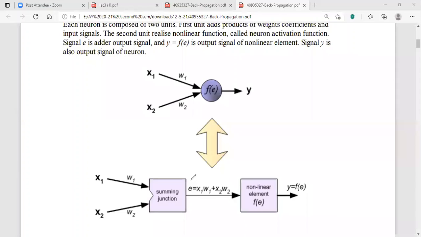So here E is equal to W1 into X1 plus W2 into X2, which is processed with the activation function. Usually the activation function we will be considering is the sigmoidal activation function.